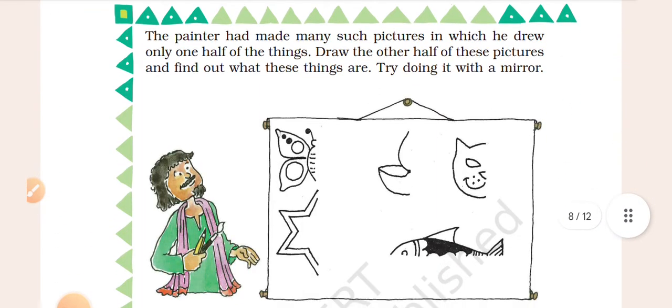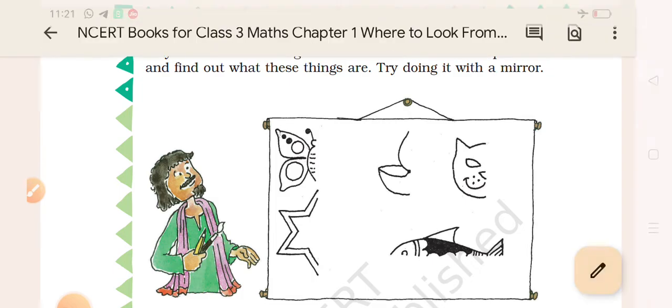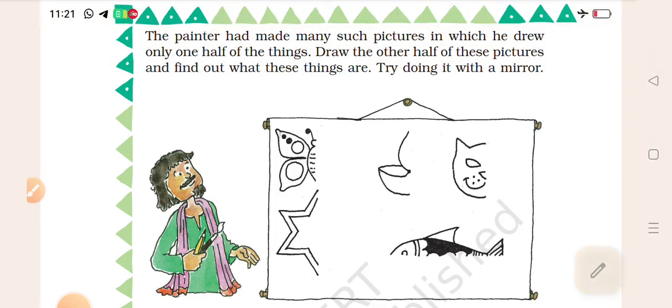The next page. The painter had made many such pictures in which he drew only one half of the things. Draw the other half of these pictures and find out what these things are. Try doing it with a mirror. You can do it with a mirror, but I cannot do it with a mirror because I am drawing.